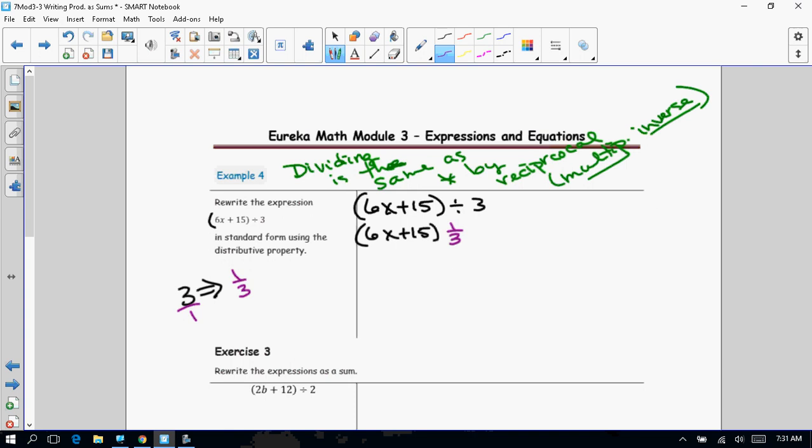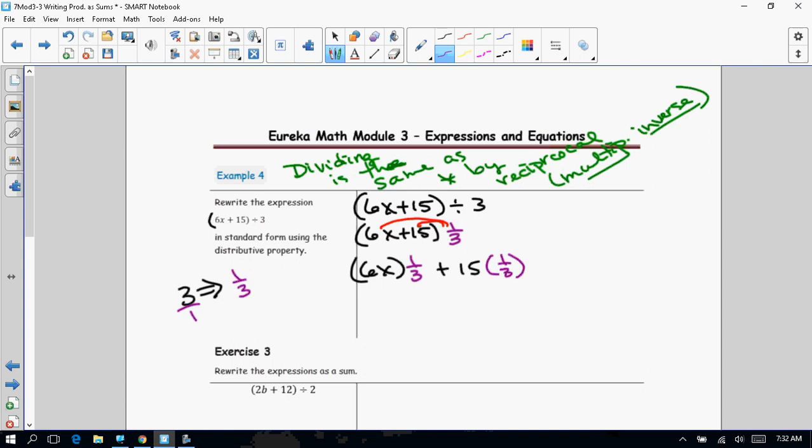Okay, now I can use the distributive property. Distribute the 1/3 to the 15 and distribute the 1/3 to the 6x. So 6x times 1/3 plus 15 times the 1/3. Again, I'm using multiple colors, maybe highlighting so you guys can see where these are all jumping out at you. It's really important to get this so you understand how it all works.